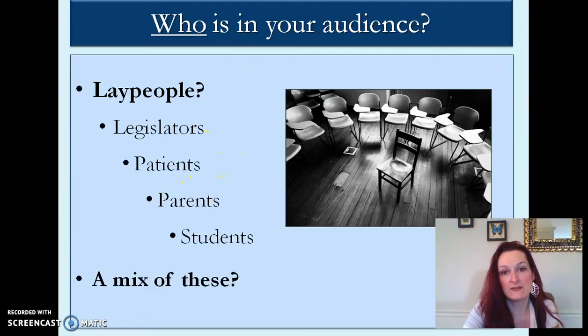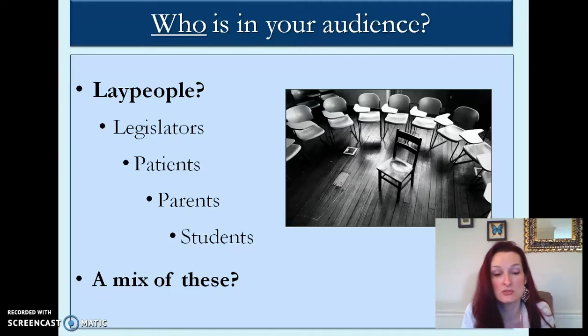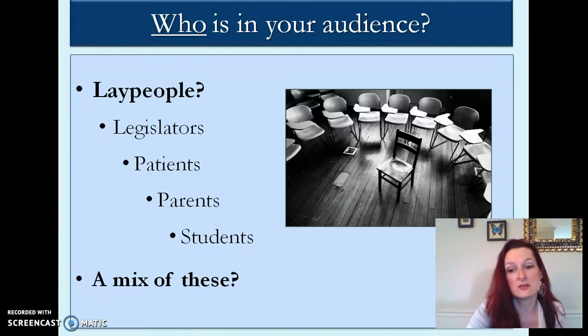You also might have lay people in your audience, and that could be anybody from patients or parents of patients, students, legislators even. Nurses are often called upon to speak to legislators, and that can have a major impact on policy and lawmaking and all of that kind of stuff. So that's hugely important to think about. And of course, it could be a mix of all of those different folks.